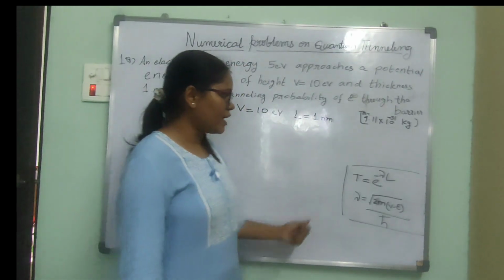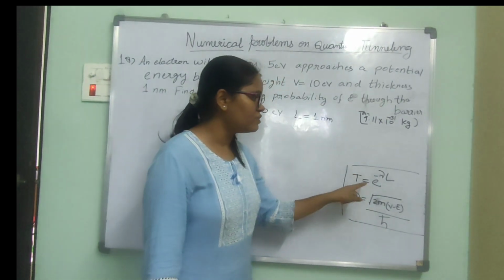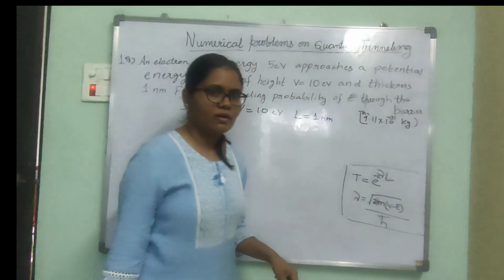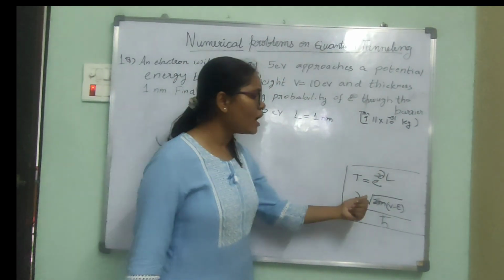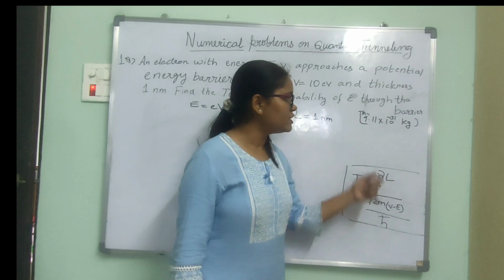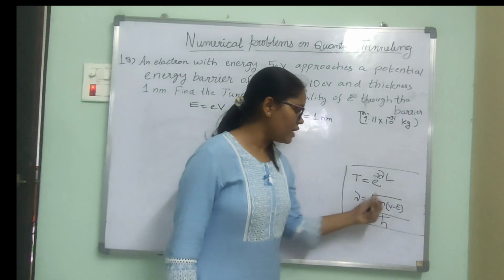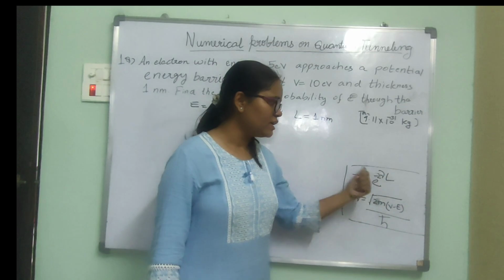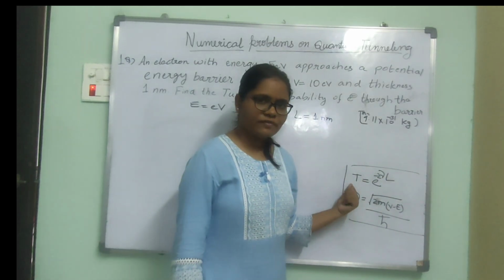Now what you have to find is the value of T, which is given by e power minus 2 gamma L. You are also given the mass of the electron. So you have all the values. You can find the value of gamma and plug this gamma in this equation to find the value of T, right?